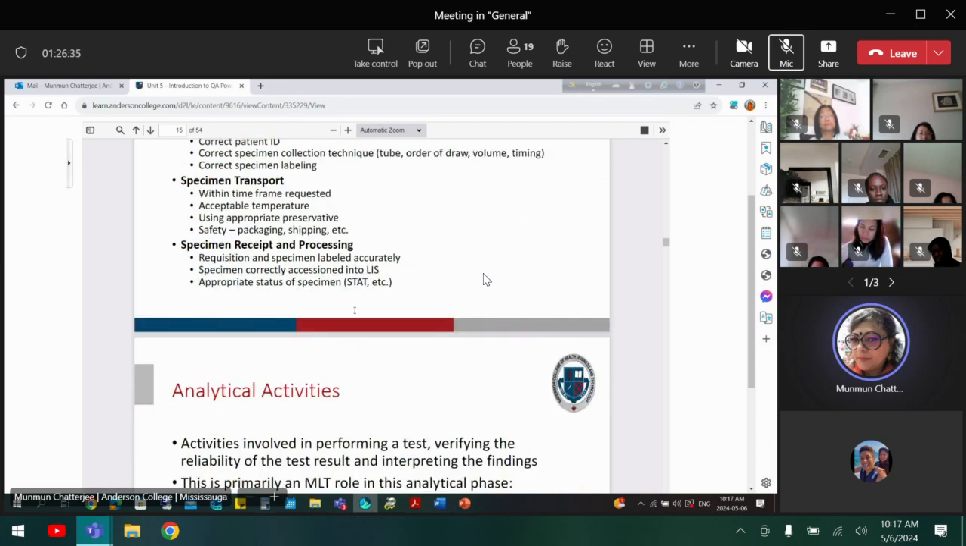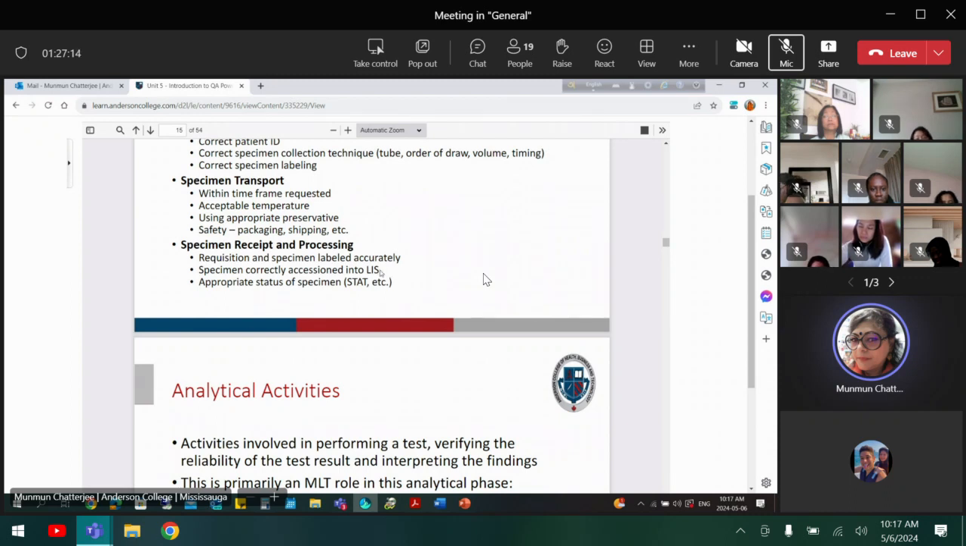Specimen receipt and processing: requisition and specimen labeled accurately. When you are sending the specimen, you have to send the requisition along with the collection, so the receiving department can read the requisition, the patient and everything, and make sure they are receiving the proper specimen in the proper tube, proper quantity, within the time frame of collection, and specified transport condition.